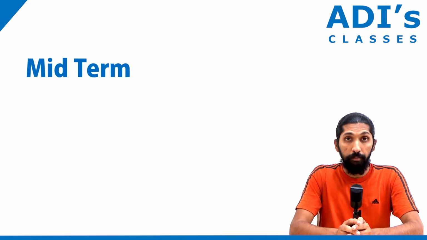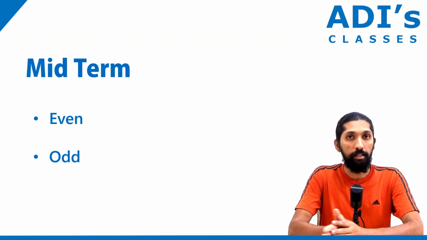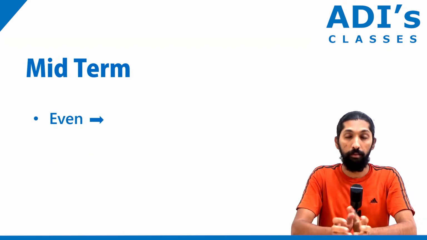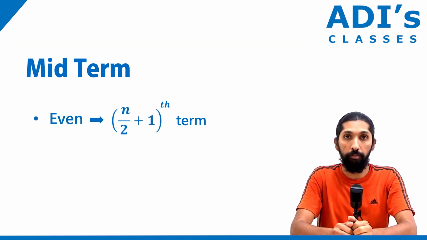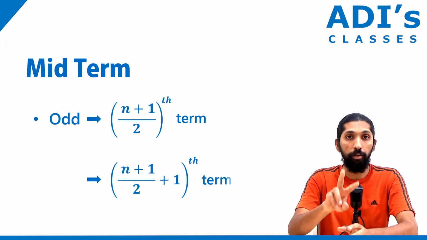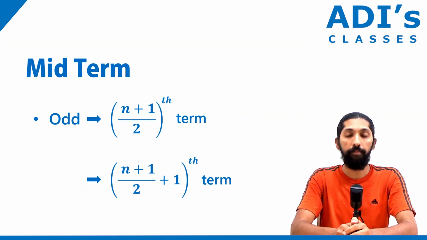Now the midterm: if n is even and if n is odd, you are going to have two different cases. Suppose n is even, then the midterm is going to be the (n/2 + 1)th term. Suppose n is an odd number, then you are going to have two midterms, correct?